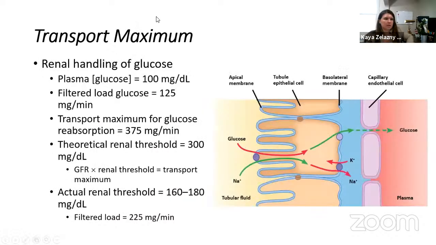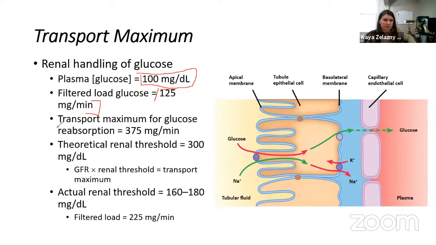So we'll often think about the transport maximum when we're trying to figure out how the kidneys are handling glucose. So renal handling of glucose is an important topic. So usually in our plasma, we have a concentration of 100 milligrams per deciliter, which we know to find the filtered load, we multiply by the GFR, which is 125, giving us 125 milligrams per minute. So at this concentration and this GFR, we're totally fine. We can reabsorb 100% of that glucose.